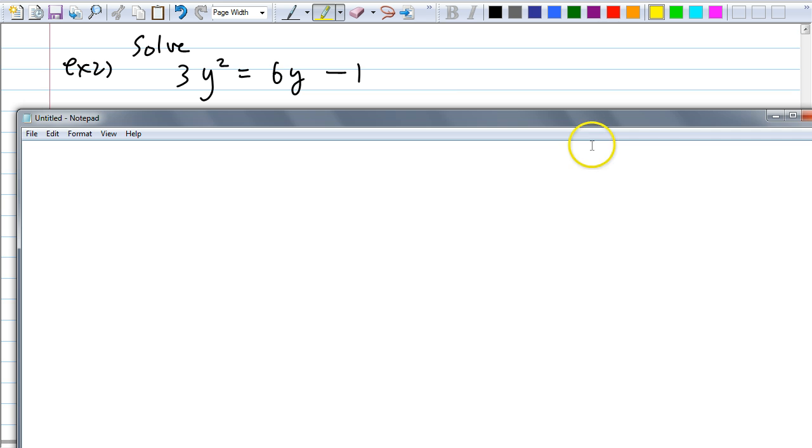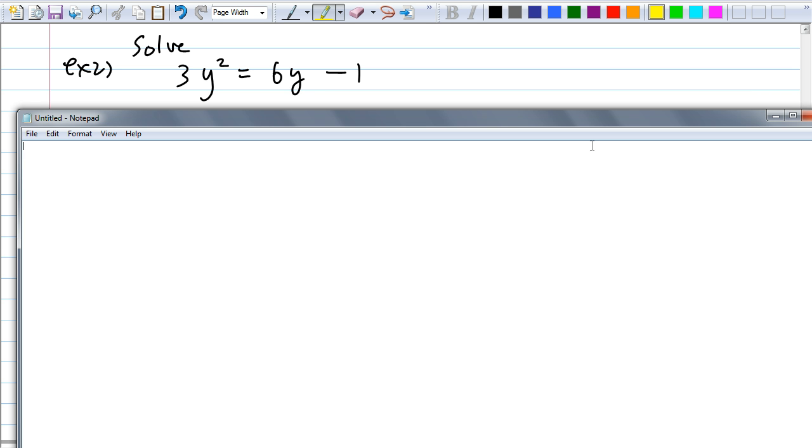Here we go. Example 2. Okay, they get a little bit more interesting on this. Look, we have 3y squared plus 6y equals 1. Now, can you tell your a, b, and c right away? No. Is this in standard form?